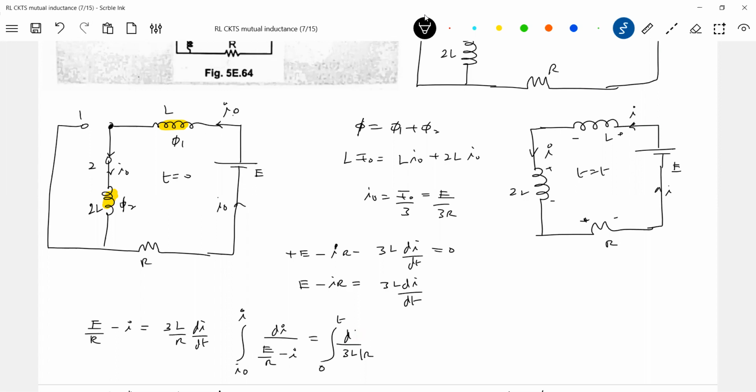Later on, as we learn mutual inductance, I'm slowly introducing some problems. Later on, we'll learn mutual inductance, and there you can see that. What happens if I bring them in parallel? Things are a little bit very complicated.